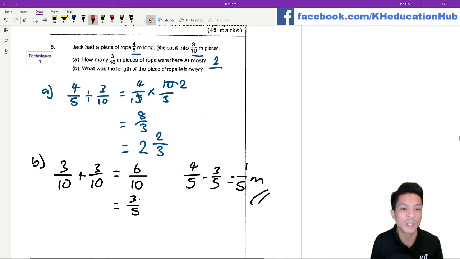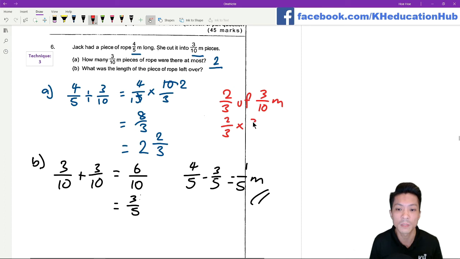Now let me explain what this 2/3 is about. This is 2/3 of 3/10 meter, which means that if you use 2/3 multiplied by 3/10, cancel 1, cancel 1, 1 divided by, will give you 5, and it's gonna give you the answer. Okay, so take note of this. Part B.